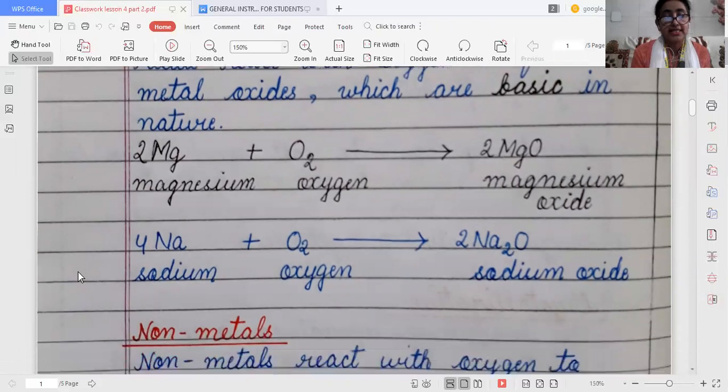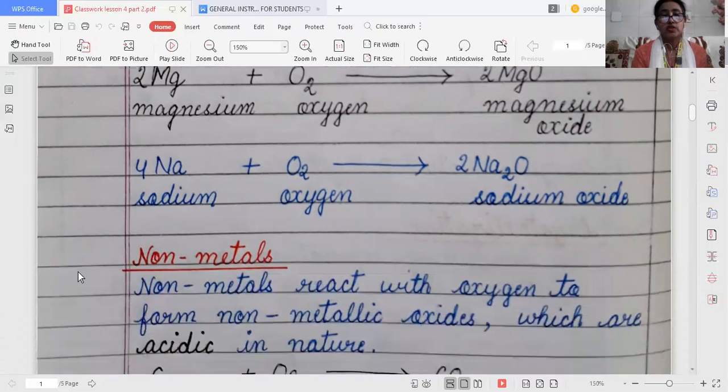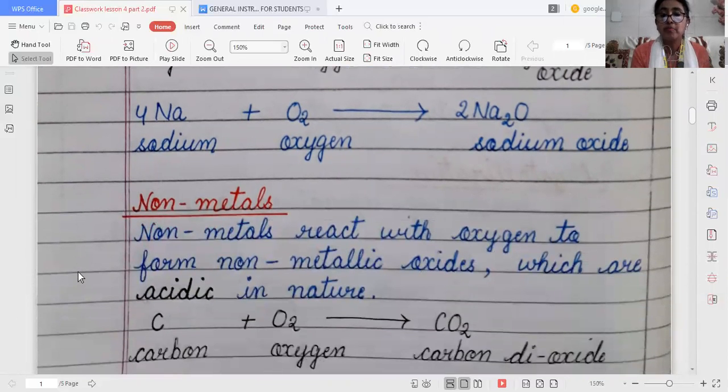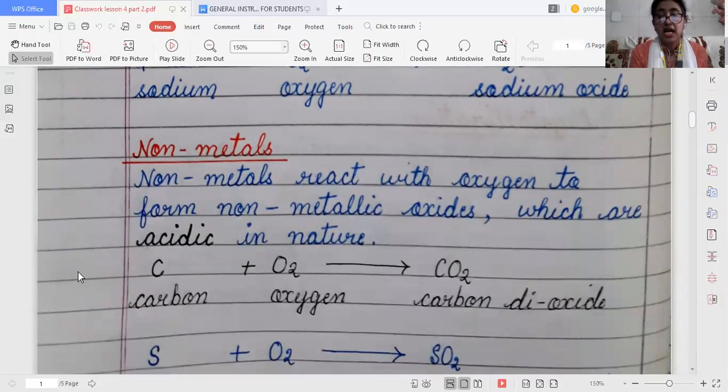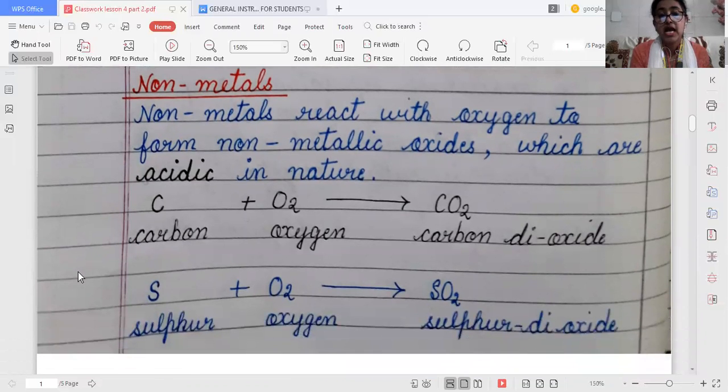Now the non-metals. Non-metals react with oxygen to form non-metallic oxides, which are acidic in nature. Again, I want to repeat, non-metals react with oxygen to form non-metallic oxides, which are acidic in nature. When carbon reacts with oxygen, it forms carbon dioxide. When sulfur reacts with oxygen, it forms sulfur dioxide.